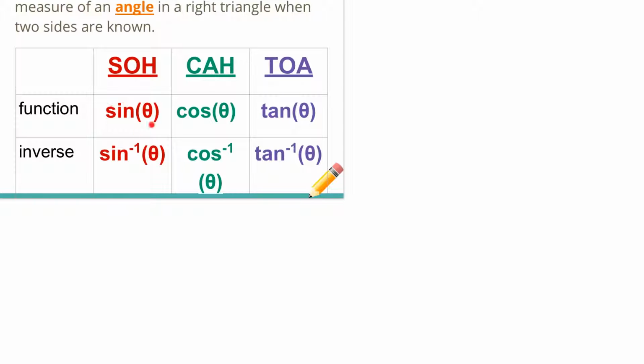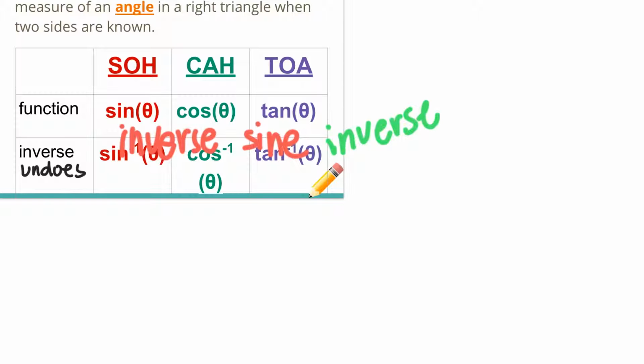For the function sine, the inverse of it, the one that undoes sine, is going to be inverse sine. That's how it's pronounced: inverse sine. Very similarly, for cosine, the inverse is going to be inverse cosine. There's a little mistake right here, just ignore this. And for tangent, you probably already guessed it, it is going to be inverse tangent.